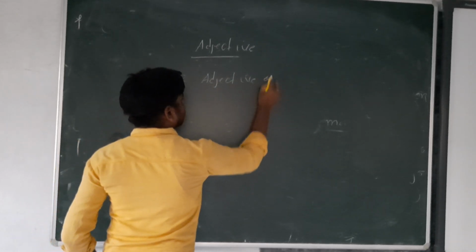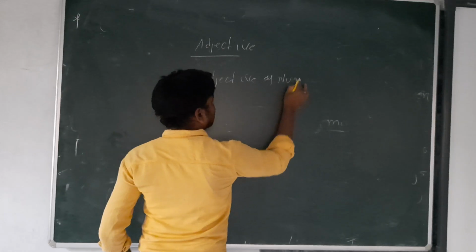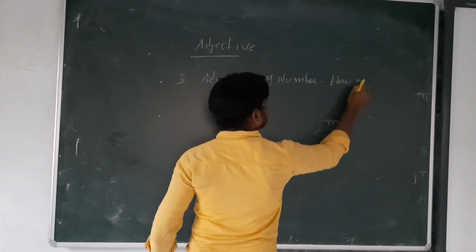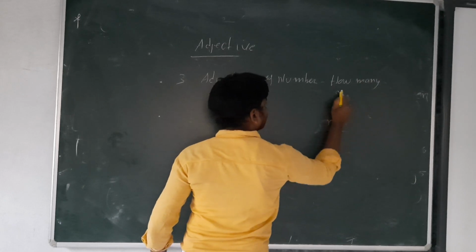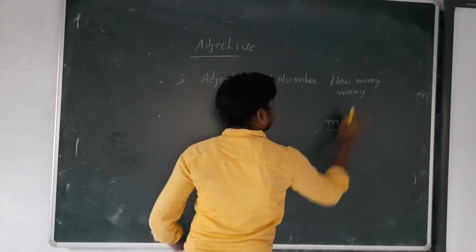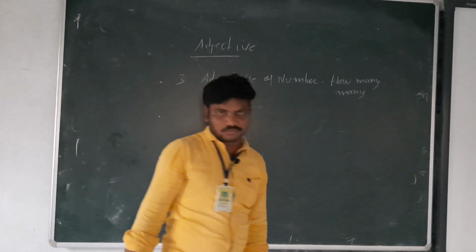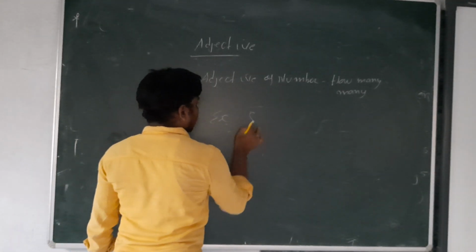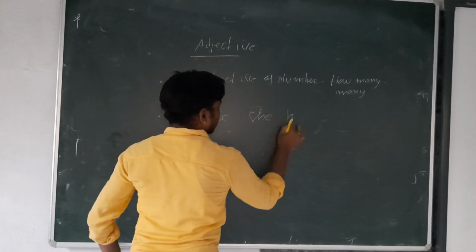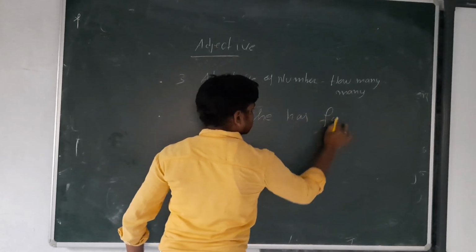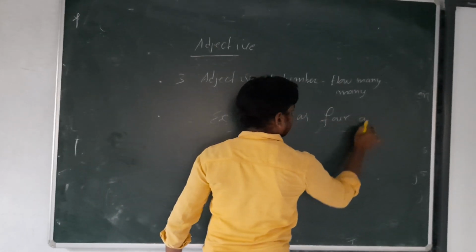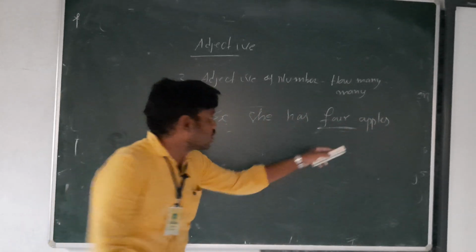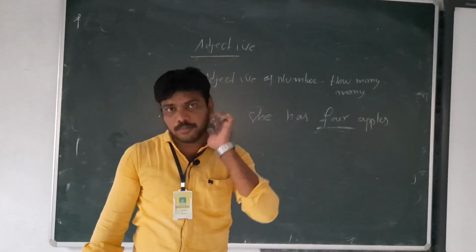Adjective of number answers the question: how many? For example, she has 4 apples. How many apples does she have? 4 apples. So it is called adjective of number.